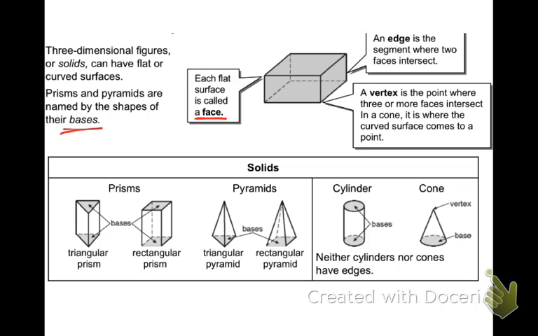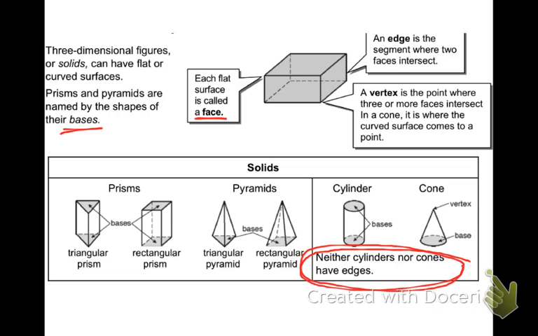All right, so some examples of solids here. We have the prisms, a triangular prism and a rectangular prism based upon their bases. We have pyramids, a triangular pyramid and a rectangular pyramid. We have a cylinder and we have a cone. Neither cylinders nor cones have edges. Recognize that. That is important to note.